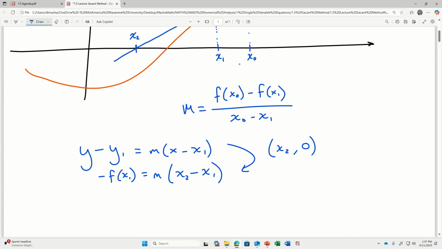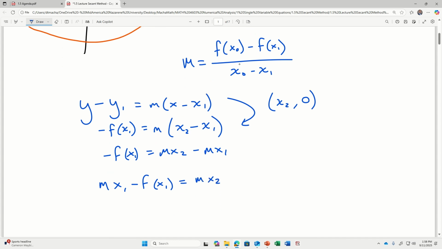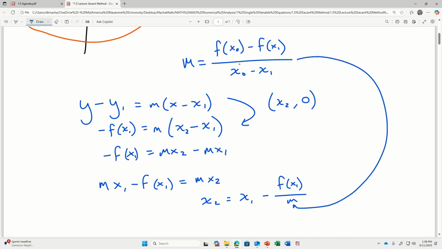Okay, now we can rearrange this equation a little bit. Distribute the m. And then solve for x2. m x1 minus f of x1 equals m x2. And then divide everything by m. And we get x2 equals x1 minus f of x1 over m. And once again, m is the average rate of change that we're dividing by.